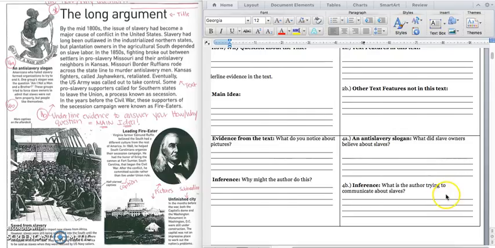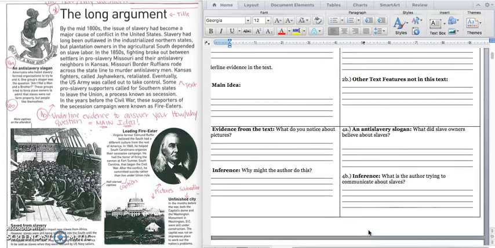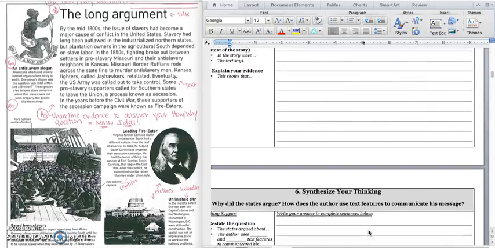What is the author trying to communicate about slaves? In this picture and caption, the author is trying to communicate that slaves are people, that they are not farm property like the slave owners believed. And we know that because there's a picture of a slave with the slogan around the bottom that says, am I not a man and a brother? So the author is trying to communicate that slaves were men and brothers of the slave owners. Press pause to write down your answer and play when you are ready for the paragraph.